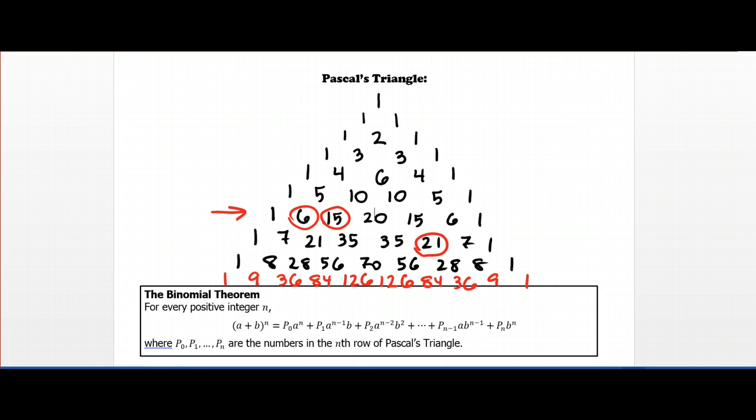That is how you create Pascal's triangle. We're going to use that in just a second in the examples below to expand some binomials.